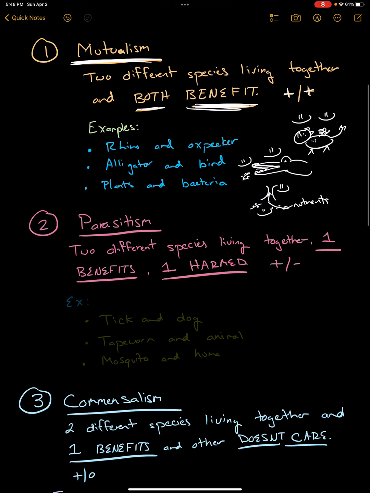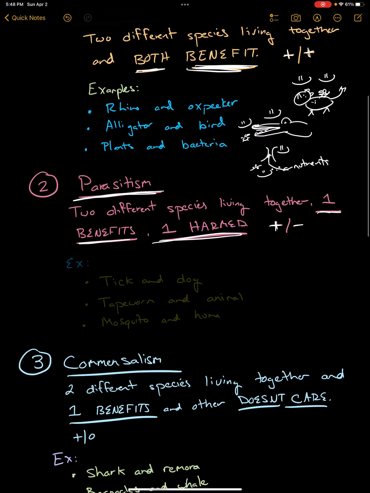My next one that you've probably heard of is parasitism. Parasitism is when two different species live together, but one of them benefits and the other one is harmed. That's why we give this a plus minus symbol, because one benefits, the other one's harmed. These are pretty easy to understand, like a tick and a dog. The tick is getting a food source from the dog, so he's benefiting. But the dog is getting harmed because he's getting blood taken away, so that's bad.